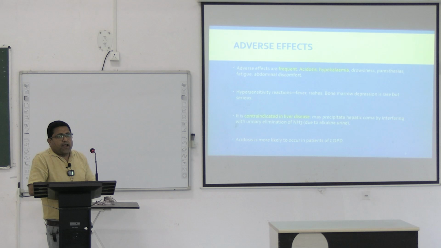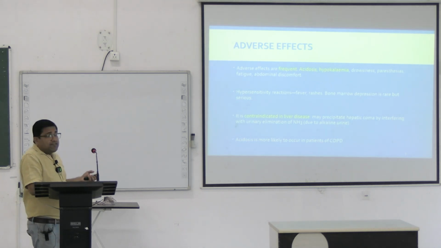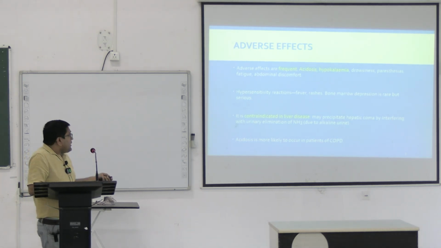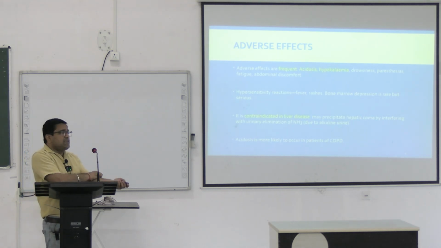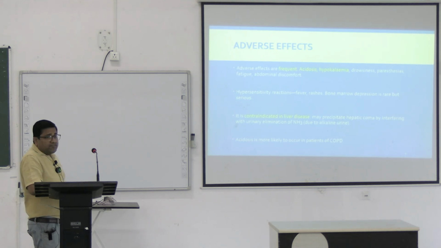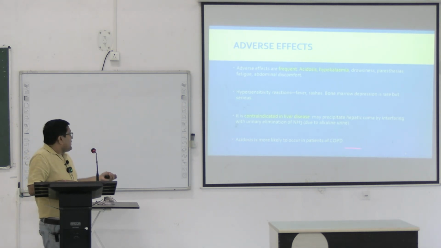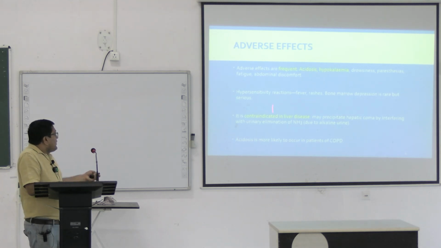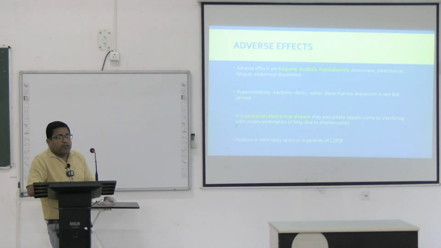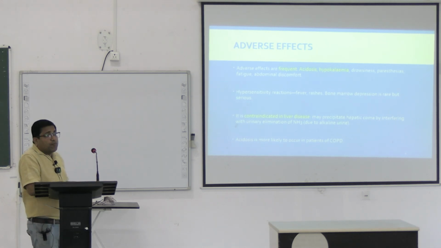Adverse effects are frequent: acidosis, hypokalemia, drowsiness, paresthesia, fatigue and abdominal discomfort. Hypersensitivity reactions may be seen. Bone marrow depression is rare but dangerous. It is contraindicated in liver disease because it interferes with the urinary elimination of ammonia due to alkalinization of urine, and so it can precipitate hepatic coma. Acidosis is more likely in patients with COPD, so it should be used cautiously.